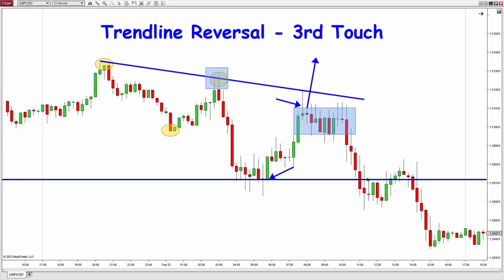Assume it's still a downtrend, right? So you can see that here in this bear bar, you're gonna exit the market. This is the first way.